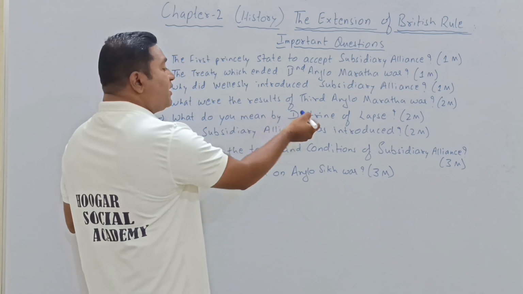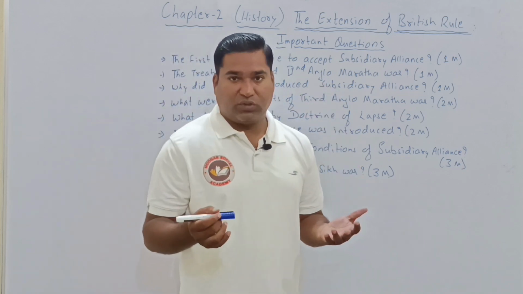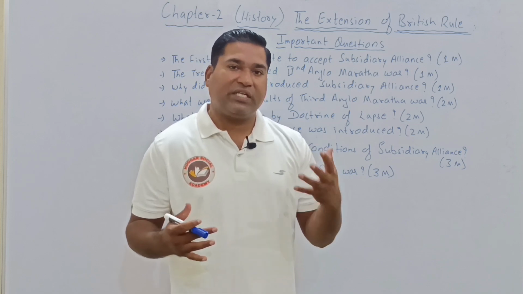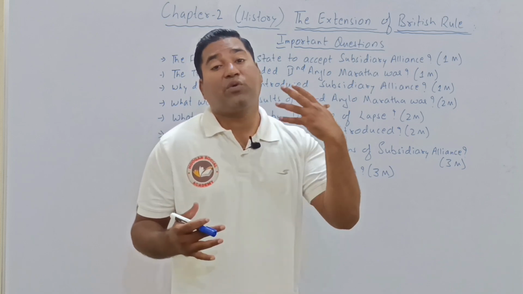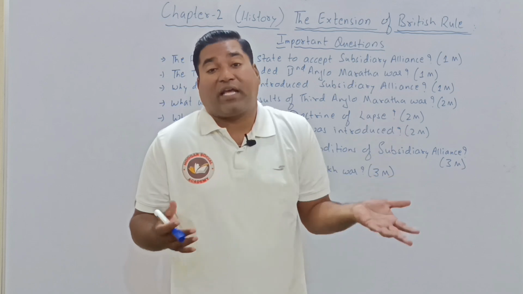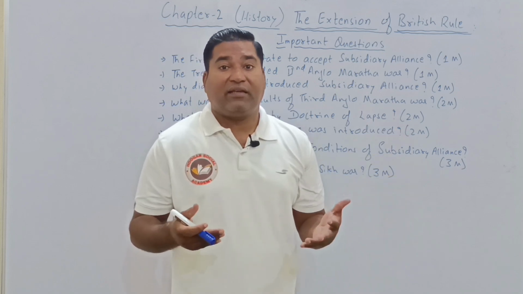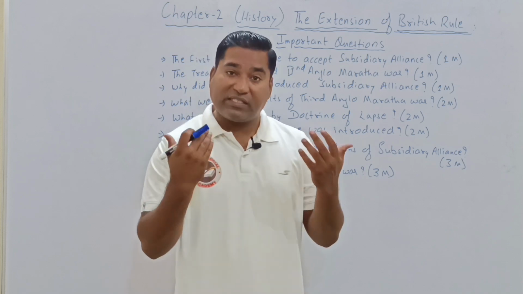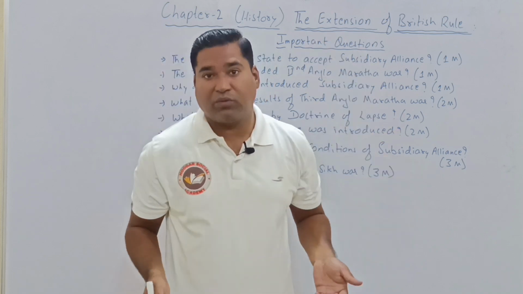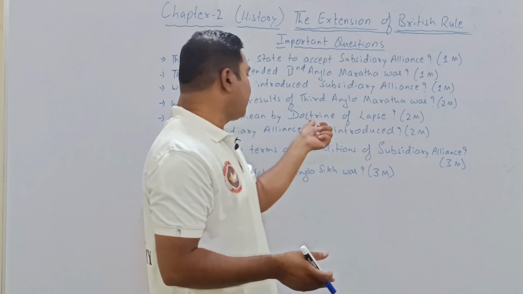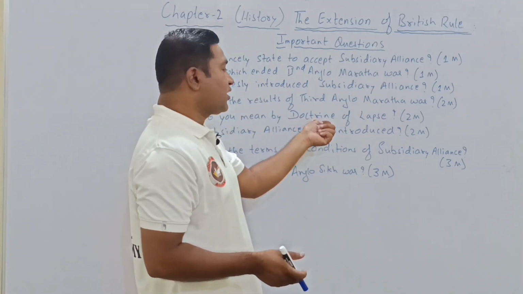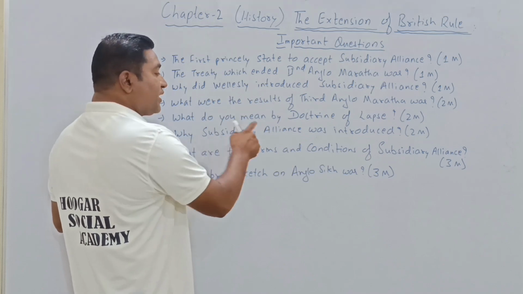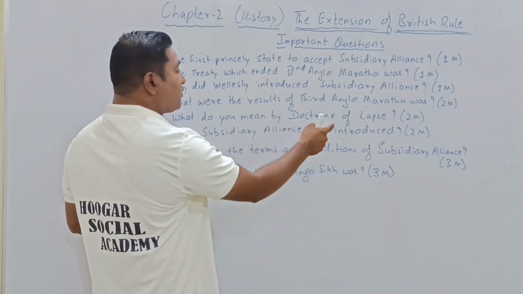Next comes, what do you mean by the doctrine of lapse? Who introduced this? Due to the introduction of the doctrine of lapse, many of the rulers who did not have their own child surrendered themselves to the British. Not only did they surrender themselves, they surrendered the whole empire to the British. So this also becomes very important: the definition of the doctrine of lapse as well as who introduced it. Next, why was the subsidiary alliance introduced?